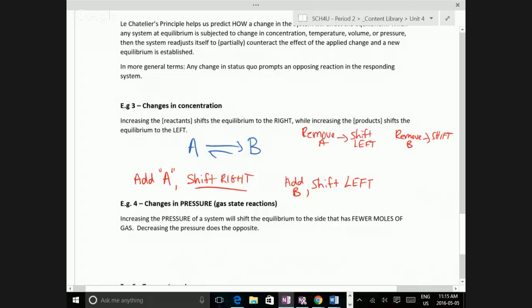Now, I stuck with an example here that only has one reactant and one product. Would all those things be just as true if there were 2 reactants and 2 products, 7 reactants and 11 products? You bet. So again, I don't know if that's a great explanation, but it's kind of the best I can come up with here.